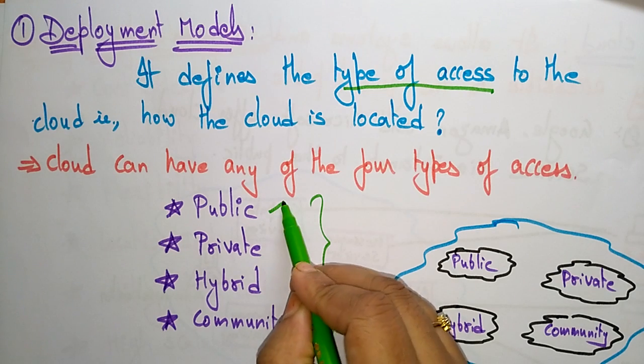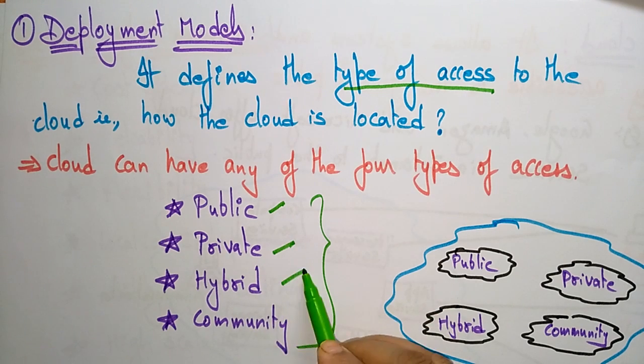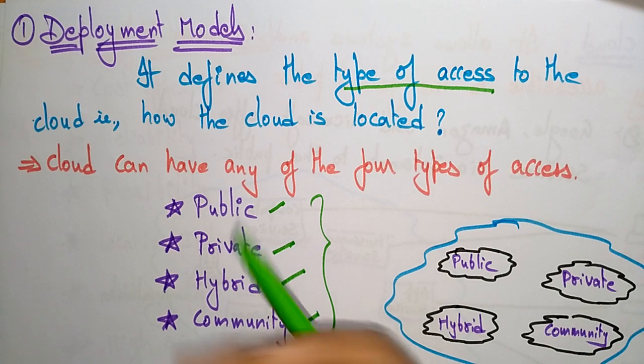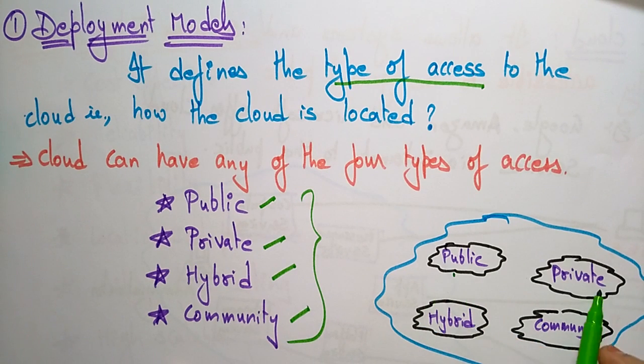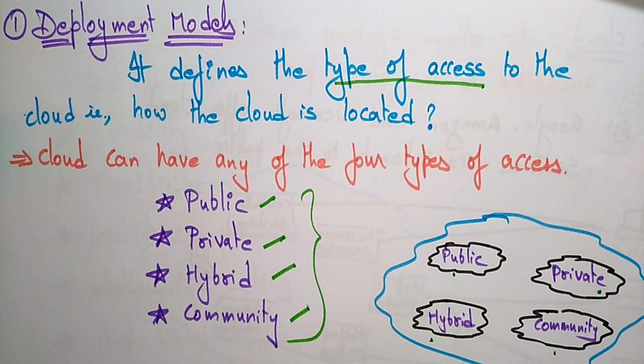Whether it is a public cloud, private cloud, hybrid cloud, or community cloud, there are a total of four types of access to the cloud. So the users can access the cloud by using these different clouds. Let me explain what exactly these deployment models and these four types of clouds are, used to access the cloud by the users. Okay, let's see the first one, that is the public cloud.